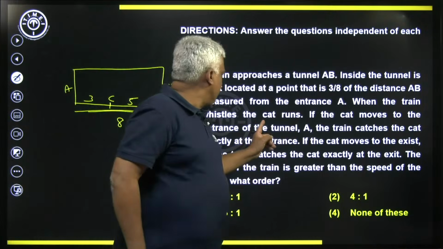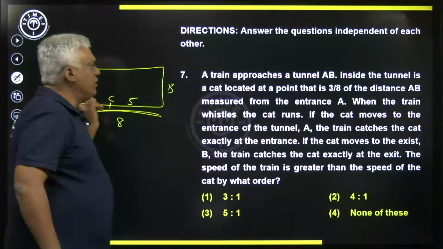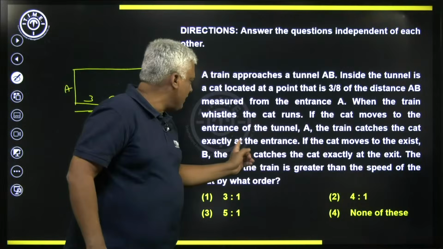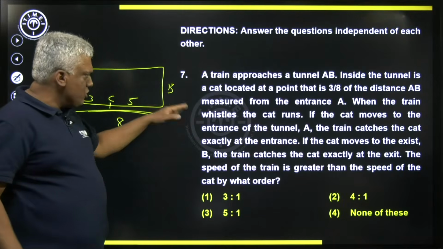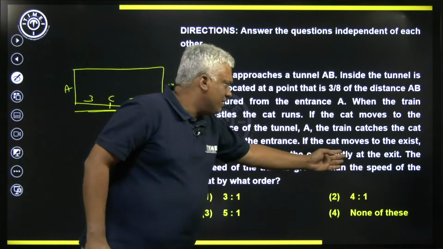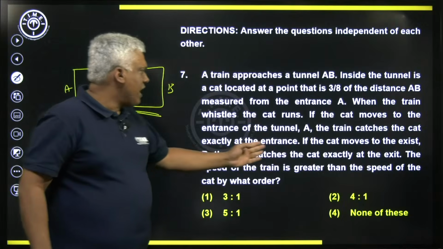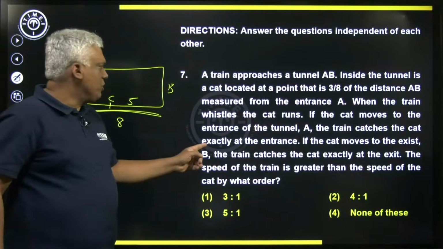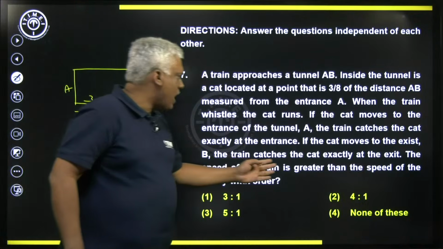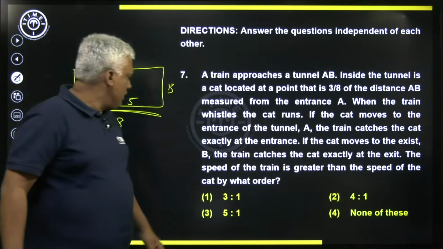Okay, when the train whistles, the cat runs. The cat moves to the entrance of the tunnel A. The train catches the cat exactly at the entrance. If the cat runs towards B, again exactly the train catches it at the exit. The speed of the train is how much? I mean, how many times the speed of the cat?